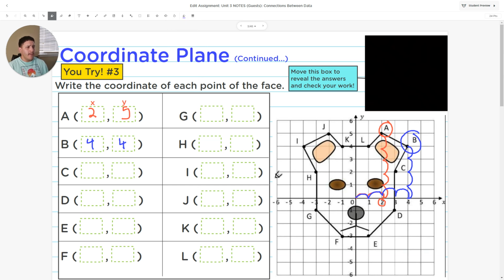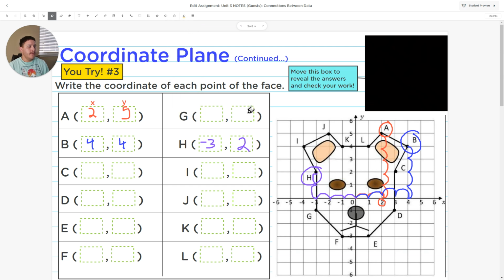I'm going to do one from over here on the second quadrant, letter H. I have to travel to the left 1, 2, 3. So for H, it's negative 3. And then I have to travel up 1, 2, positive for the y. So it's negative 3, 2.